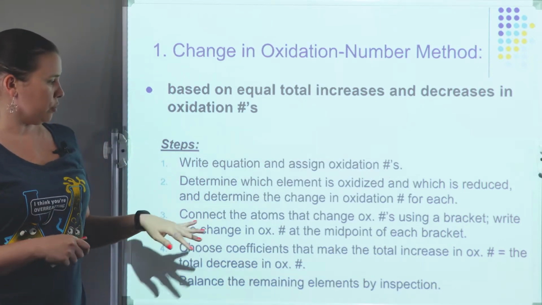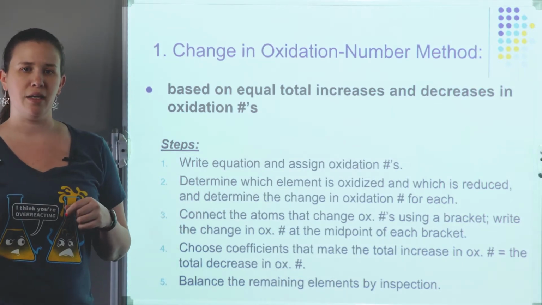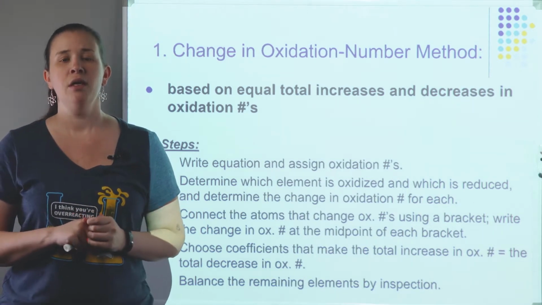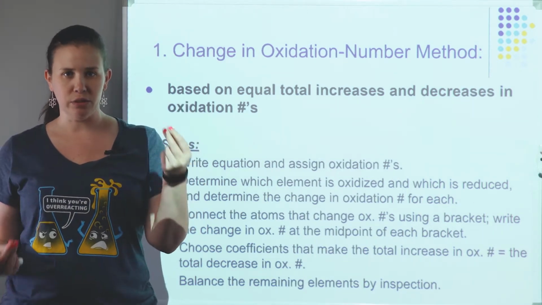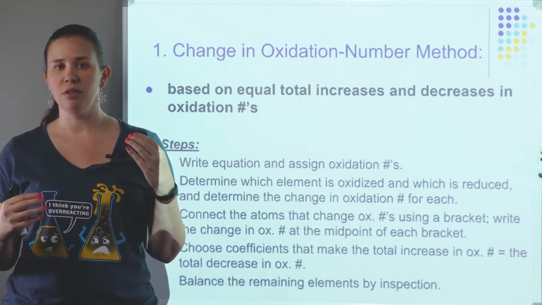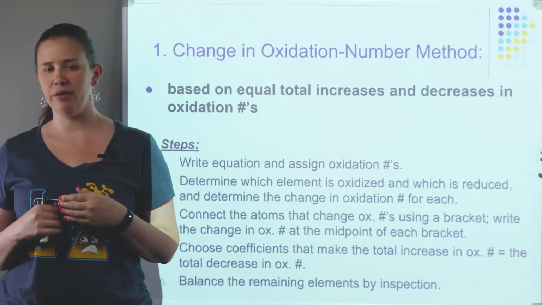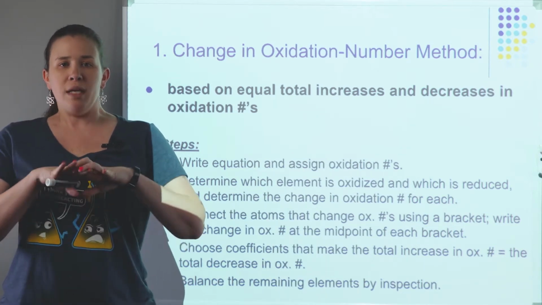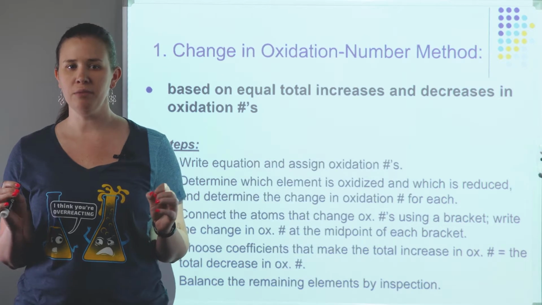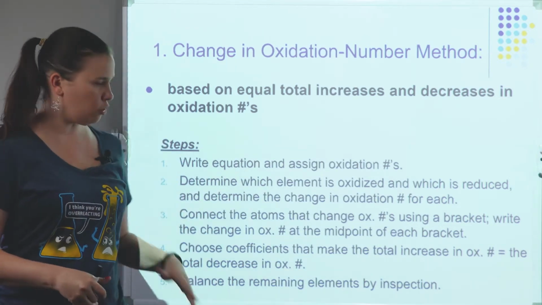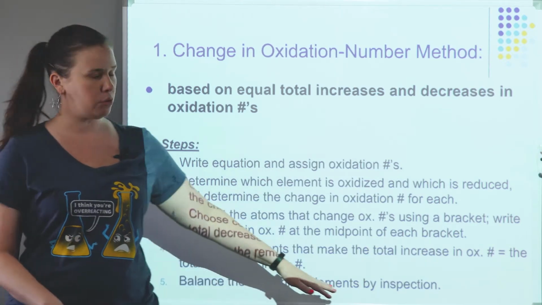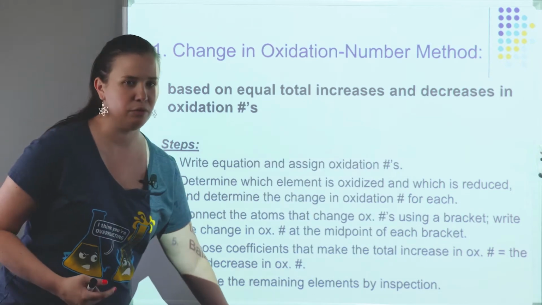Once I find that pair, I'm going to connect the atoms that change using a bracket. And in the middle of the bracket, I'm going to write what the change in oxidation number was. My goal is then to create equal changes. So for example, if I have a gain of 4 but a loss of 2, then I would need to double that loss in order for it to balance out with a gain of 4. Once we have the proper multipliers, we're going to use those as coefficients on the connected atoms. But then you may also need to, at the end, go back to the things that weren't part of that redox reaction and also balance them, old school, by inspection, by looking and counting the number of atoms.